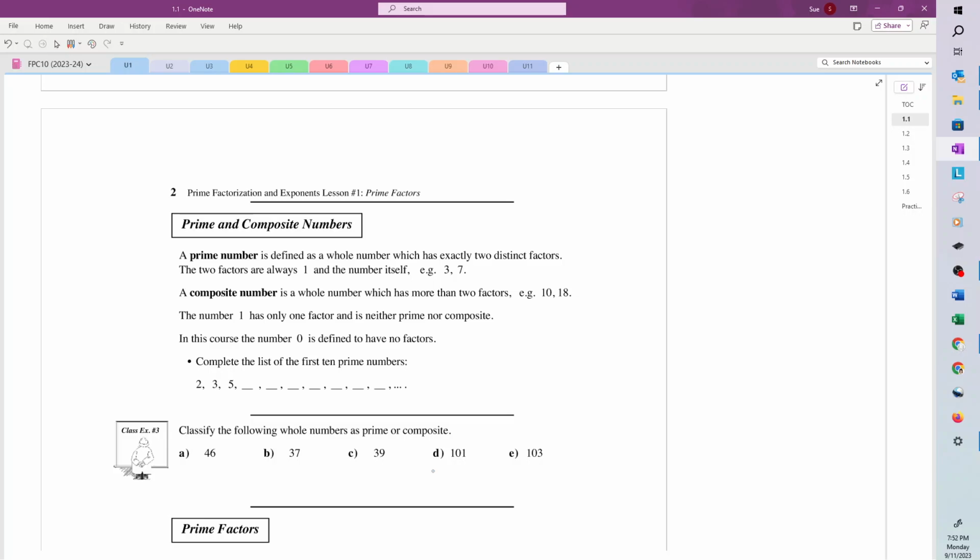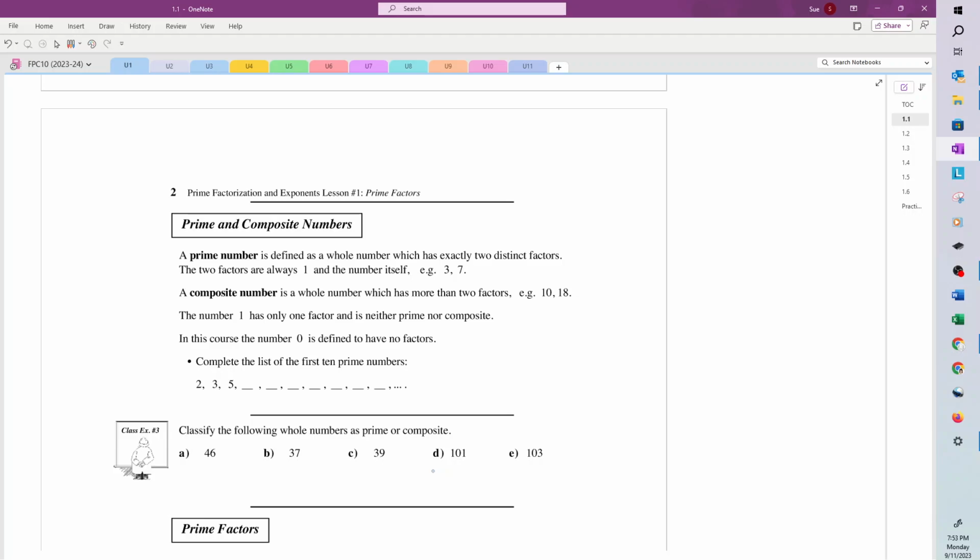And the number 1 is actually neither prime nor composite because it has exactly 1 factor. In this course, we're going to define 0 as having no factors. And we're talking about whole numbers greater than 0, so no negatives.